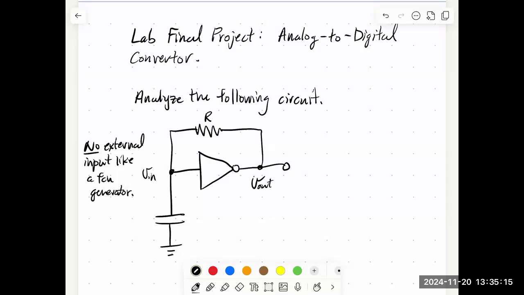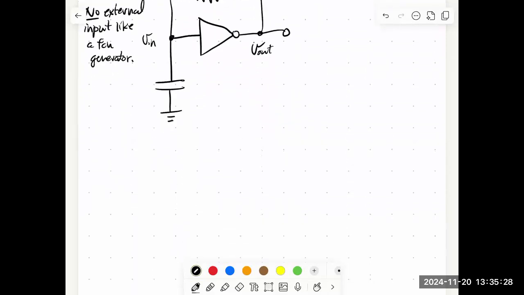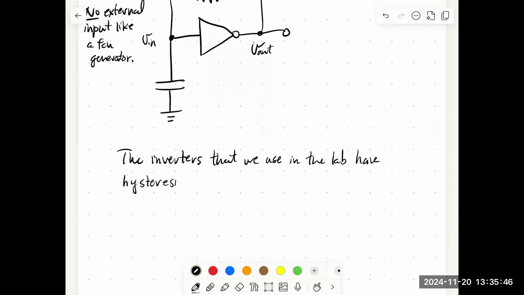There's nothing that you need to supply externally. So in order to understand how the circuit's going to work, we need to know one property about the inverters, or NOT gates, that we use in the lab. So the inverters that we use in the lab have a property called hysteresis.